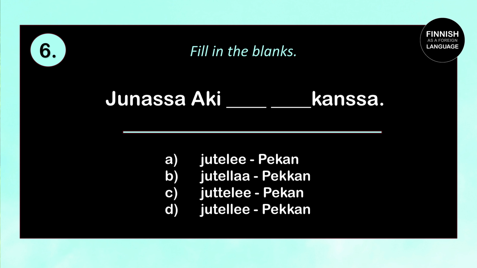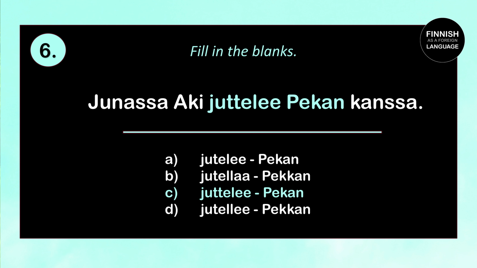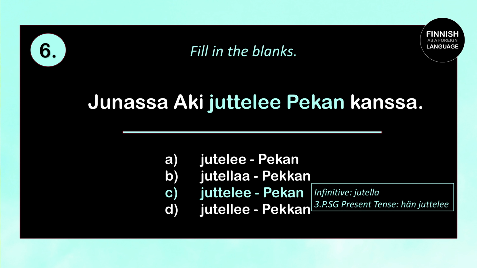Yes, it's answer C. Junassa Aki juttelee Pekan kanssa means on the train Aki chats or is having a chat with Pekka. So what is important here? Juttelee is the third person singular present tense of the verb jutella with one T. Now, if you're a beginner, then you probably just have learned that the strong grade changes to the weak grade. But it can also be reversed, so that means the weak grade can also change to the strong grade. And that's actually the case with our verb jutella.